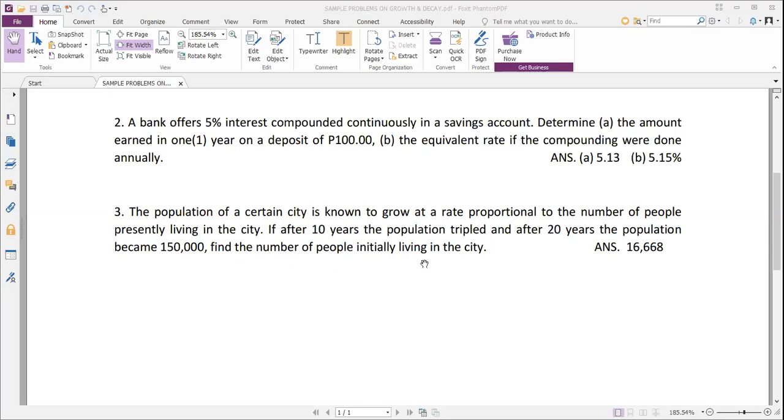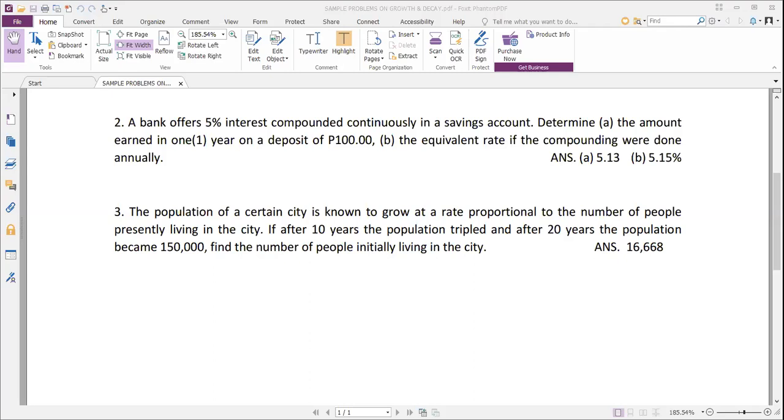So in this case, you're not given the initial value of the people in the city. Only that after 10 years, the value tripled, and after 20 years, the population became 150,000. You are to determine the initial amount of people living in the city. So again, for this problem, you'll start with the given.